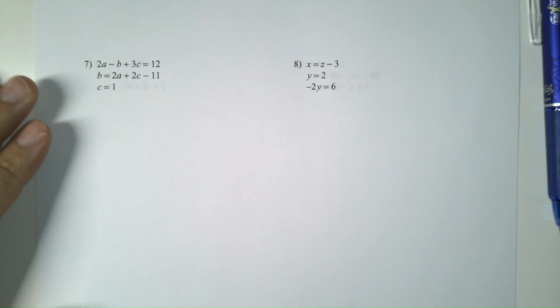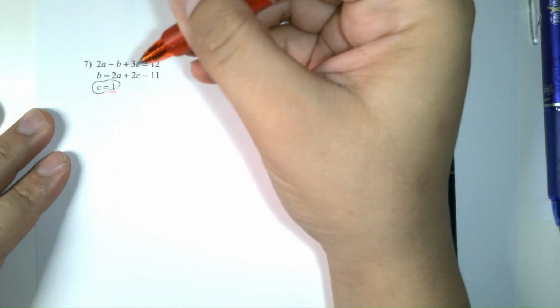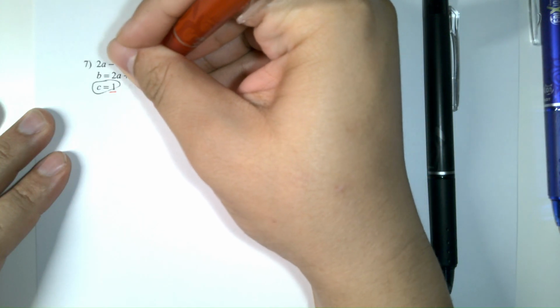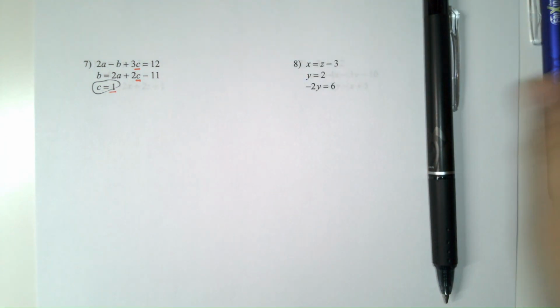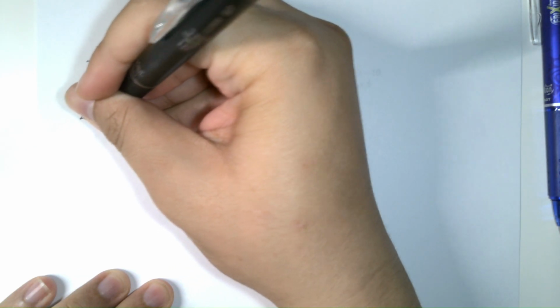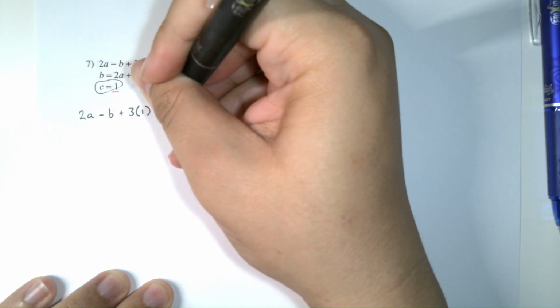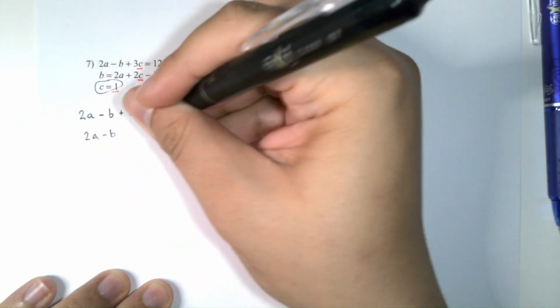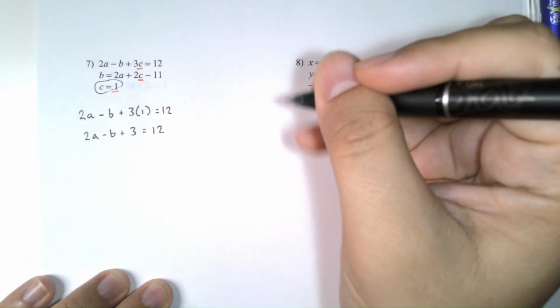Let's try number 7. Let's see what happens here. We're already given that c is equal to 1, so we're going to take this 1 and plug it into the other two equations if we can. Thankfully we can, so we're going to swap out c with what we know it's equal to, which is 1. If I take the first equation, we have 2a minus b plus 3 times 1 is equal to 12. That means we have 2a minus b, and if I multiply 3 times 1, that's 3, is equal to 12.